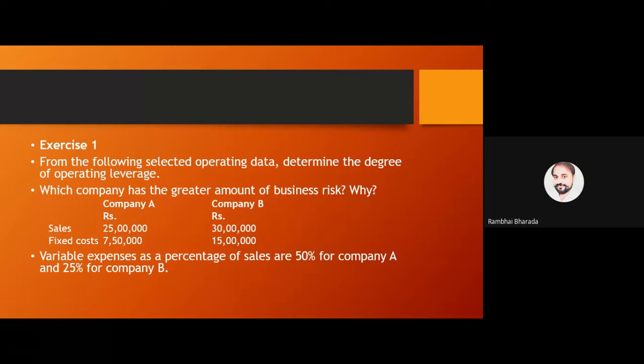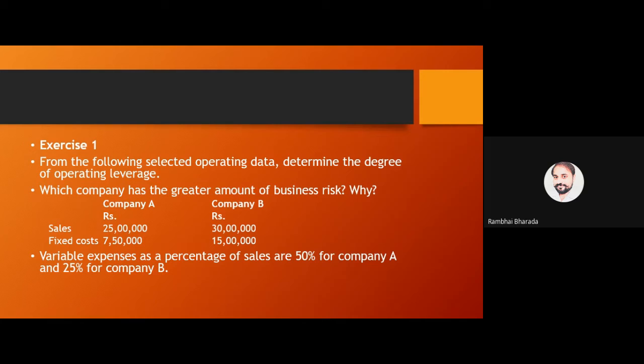C means contribution. Is there anything particular about the contribution? No. We have written one more formula about the contribution, and contribution is equal to? Okay. So first we find contribution, and contribution is equal to sales minus variable cost. Okay. Sales minus variable cost. Now, company A and company B.